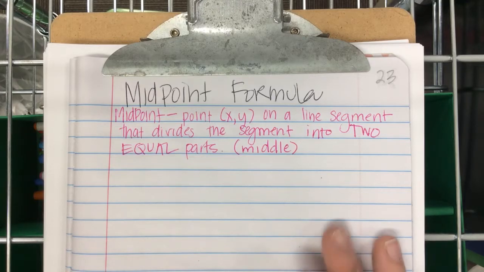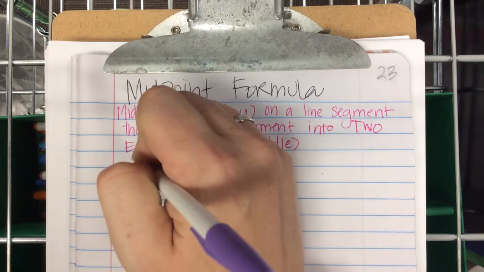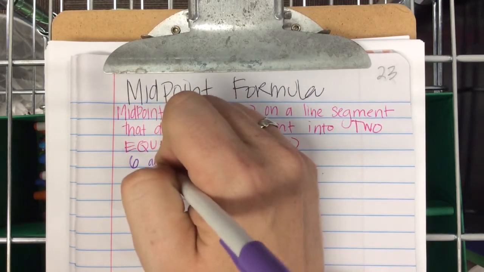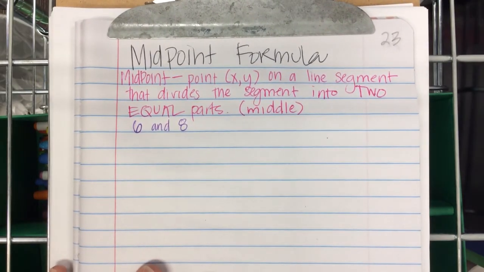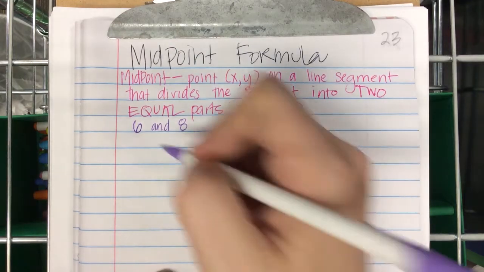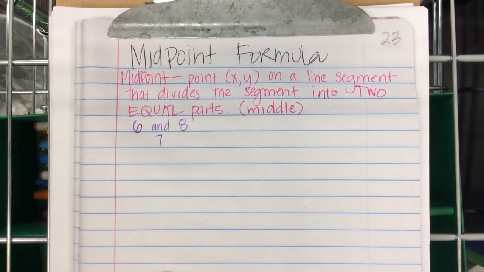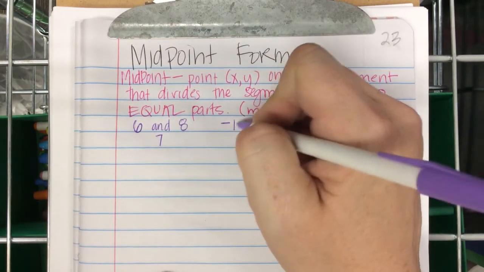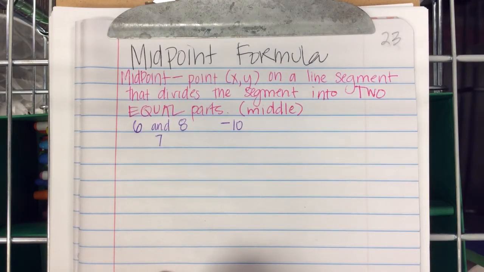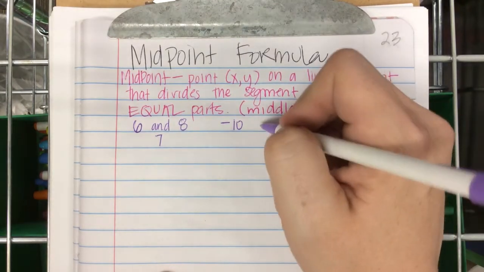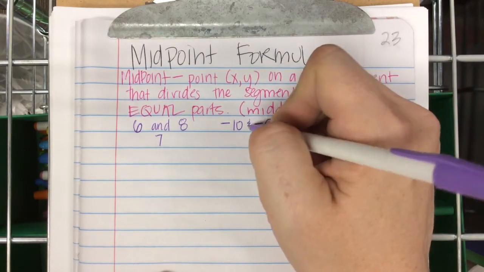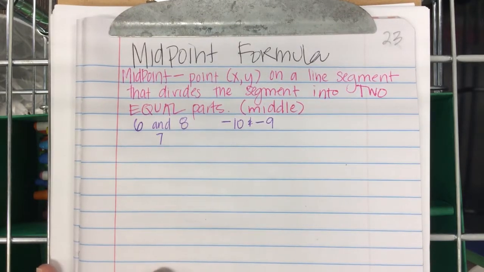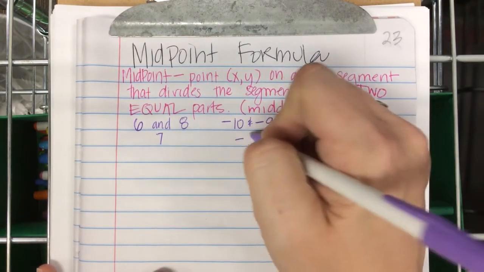So let's start off with the basics. Are you ready? If I gave you the number 6 and I gave you the number 8, can you tell me what's in the middle? 7. If I gave you the number -10 and I gave you the number -9, can you tell me what's in the middle? -9.5.